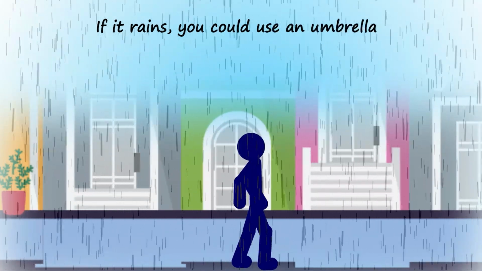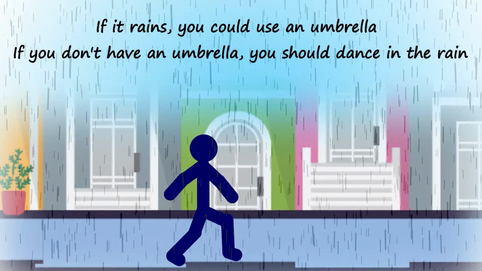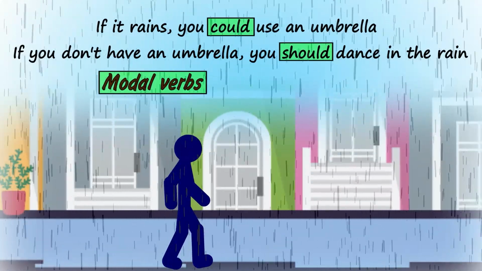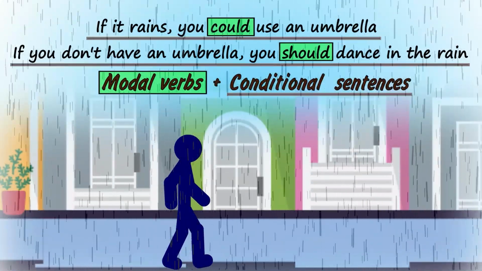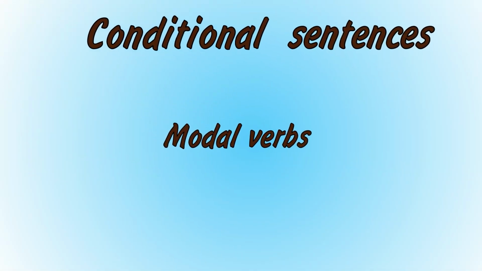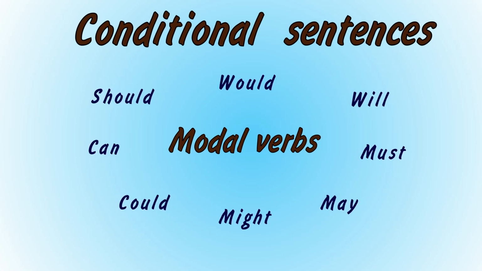If it rains, you could use an umbrella. If you don't have an umbrella, you should dance in the rain. These are examples of how modal verbs can be used in conditional sentences. In this video, we deepen our understanding of the conditionals and learn how to use modal verbs to express different things. This will all make more sense if you already understand conditionals. So, if you want to learn the basics or want a quick refresh, check out my conditionals series.